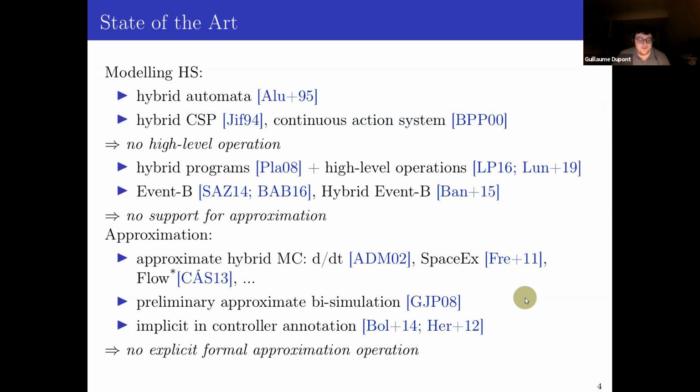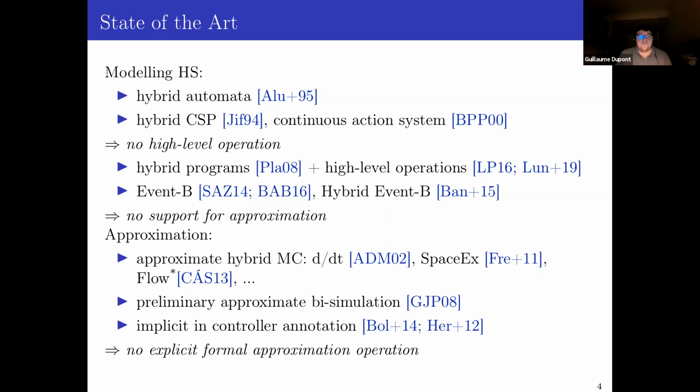So just a word on the state of the art. As I said, we traditionally use hybrid automata to represent hybrid systems. It's a formalism by Alur and Dill. So this is quite a low-level type of model that is usually used for hybrid model checking. There also exists hybrid communicating sequential processes based on CSP by Hoare, and also continuous action systems. But this kind of modeling doesn't feature high-level operations such as refinement, which is why we use them.